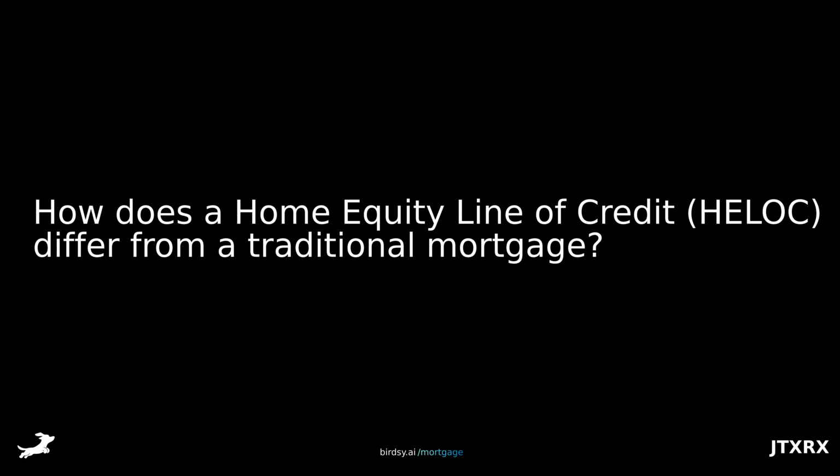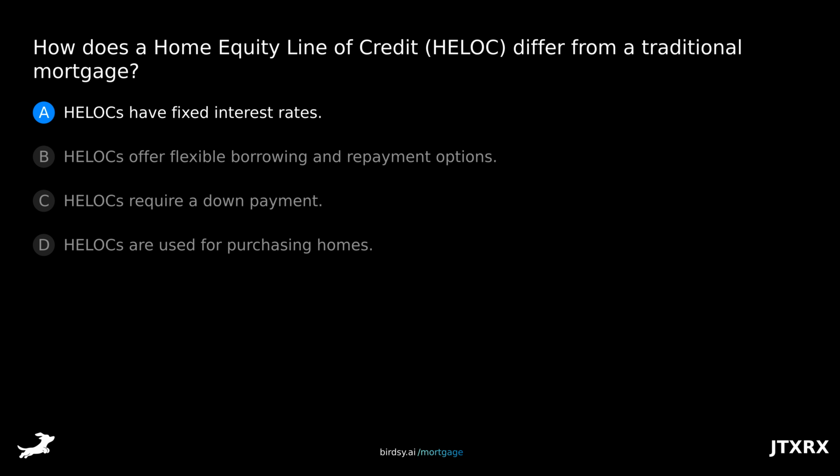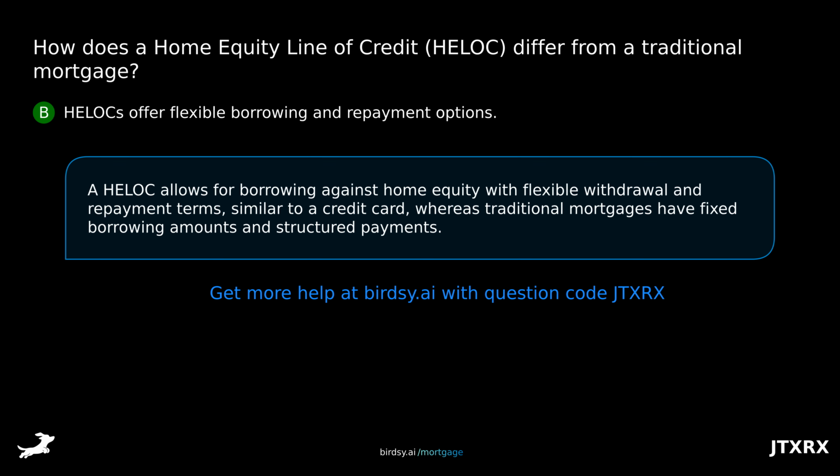How does a home equity line of credit differ from a traditional mortgage? Is it A, HELOCs have fixed interest rates, B, HELOCs offer flexible borrowing and repayment options, C, HELOCs require a down payment, or D, HELOCs are used for purchasing homes? The answer is B, HELOCs offer flexible borrowing and repayment options. A HELOC allows for borrowing against home equity with flexible withdrawal and repayment terms, similar to a credit card, whereas traditional mortgages have fixed borrowing amounts and structured payments.